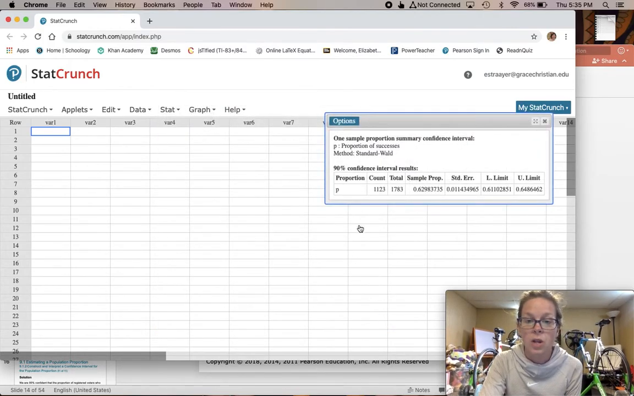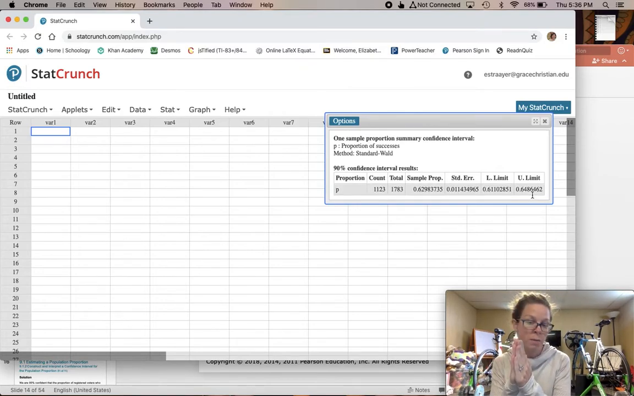Okay, so now what it gives us is our count and our total. So it's giving us back what we entered in so that we can kind of double check it. This sample proportion right here, that's that 0.63. So it's giving us our p hat value as well. So we had already calculated that earlier, but then it's giving us that. And then this lower and upper limit, those are our confidence interval values. So our confidence interval would be 0.61 to 0.65. So our sample, 0.63. Whole population, probably 61 to 65%.